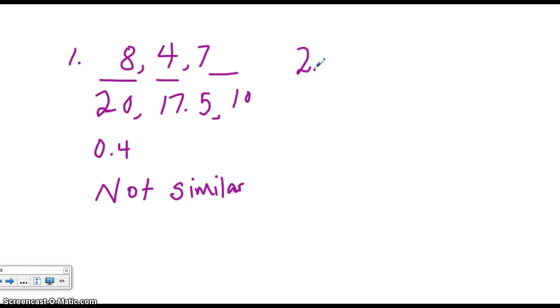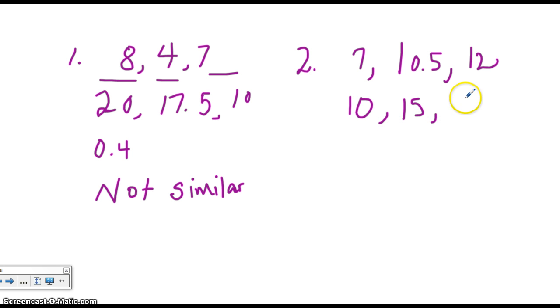Example number 2 for guided practice. Now we have these two triangles: a side length of 7, 10.5, and 12. And triangle number 2 has side lengths of 10, 15, and 20.